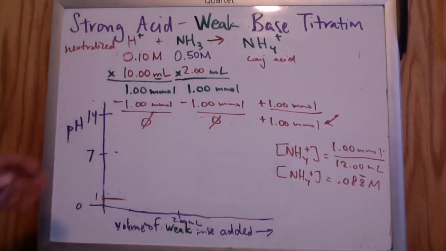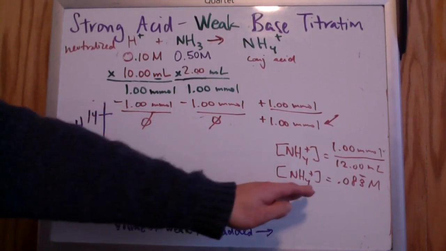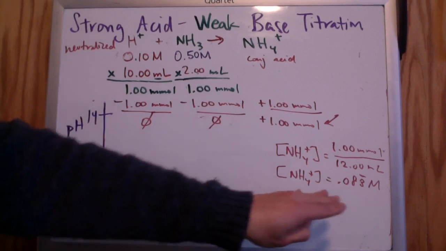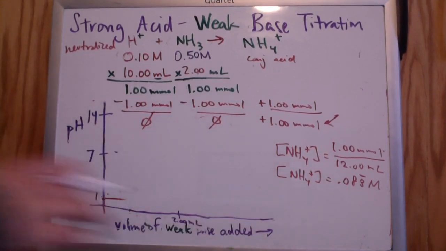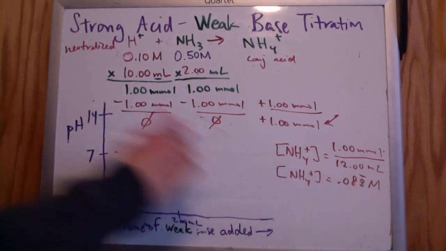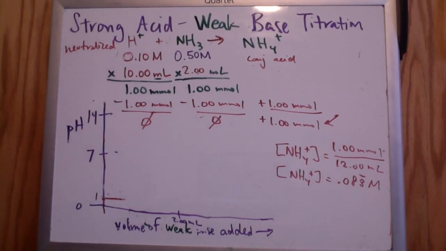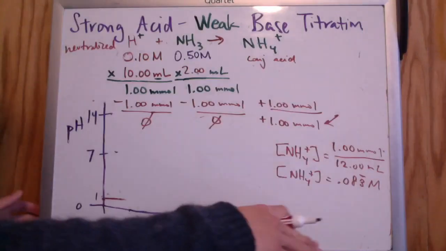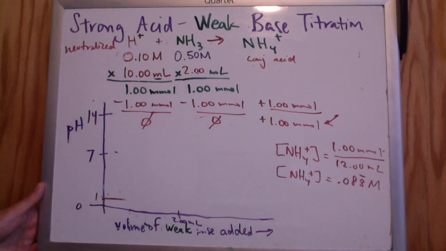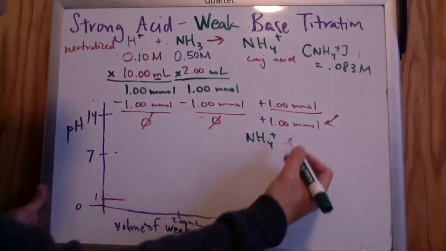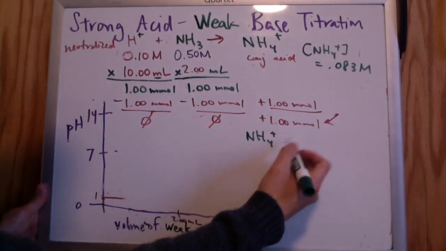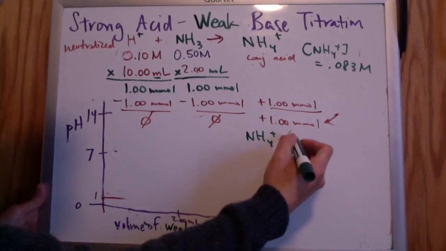Now, yesterday with the strong acid or strong base that was left over, we could fully dissociate it. But since NH4 plus is a weak acid, we can't do that. We actually have to use an ice table. So I'm going to go ahead and do a little erasing here and then set up an ice table. To set up an ice table, we need to take the acid and put it in water.